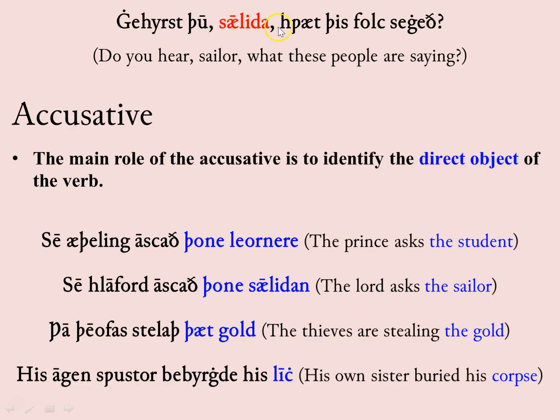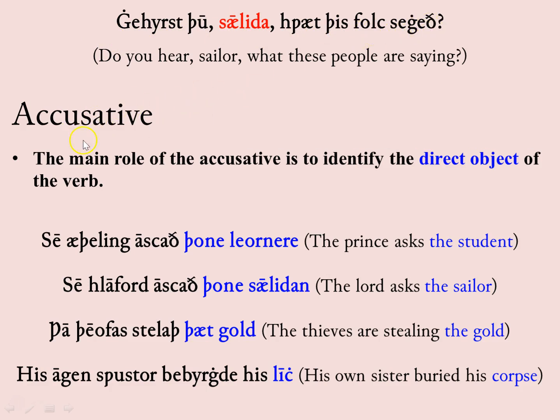Gehyrst þu sælida hwæt þis folc segþ. Do you hear, sailor, what these people are saying? Now sælida, the sailor, is being directly addressed. So sælida is in the nominative. Sælida. Gehyrst þu sælida, what this folk saith.